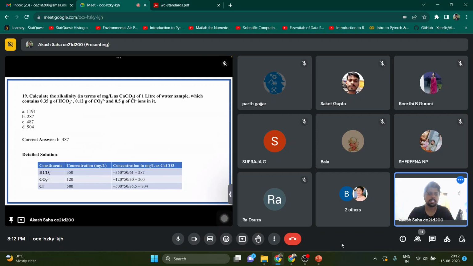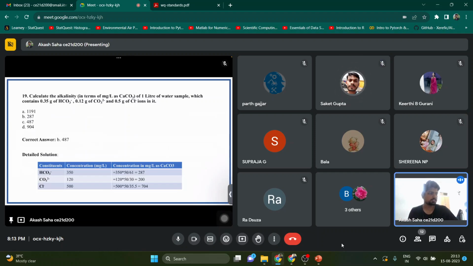Is it clear? Is anyone having any doubt in the conversion of milligram per liter to milligram per liter as CaCO3? We just have 50 as the equivalent weight of calcium carbonate. So in this question, we will not consider the chloride in the calculation because chloride will not impart any alkalinity. So the total alkalinity will be 287 plus 200, that will be equal to my 487. I hope it is clear for others also.